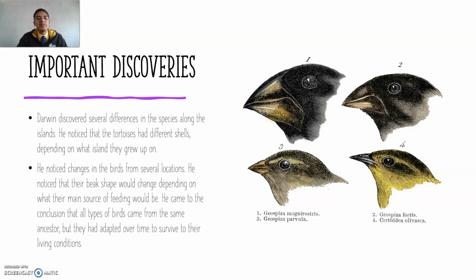But when they had to consume way harder elements, their beak would become bigger, such as in bird number 1. So take a little bit of time to analyze the feeding of each one of the birds to understand a little bit more about Darwin's conclusions.